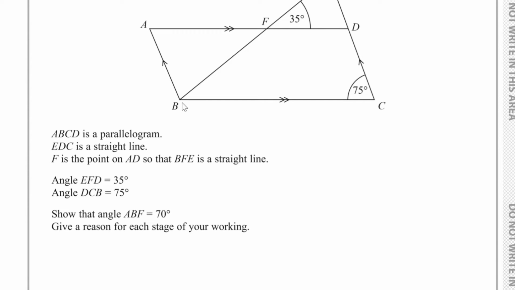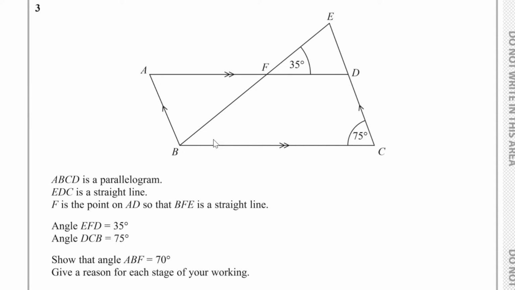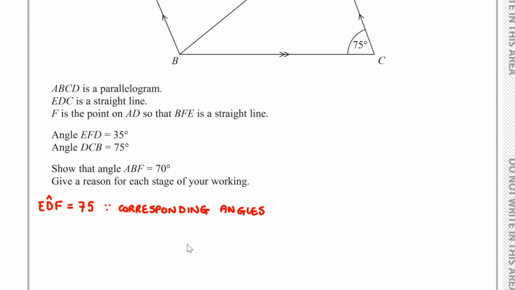Well, first of all, you can see that the angle EDF, which is this angle here, is equal to 75 degrees. The reason for that is we have corresponding angles, so this angle is equal to this angle. Let's just write that down. So EDF is 75 degrees because we have corresponding angles.